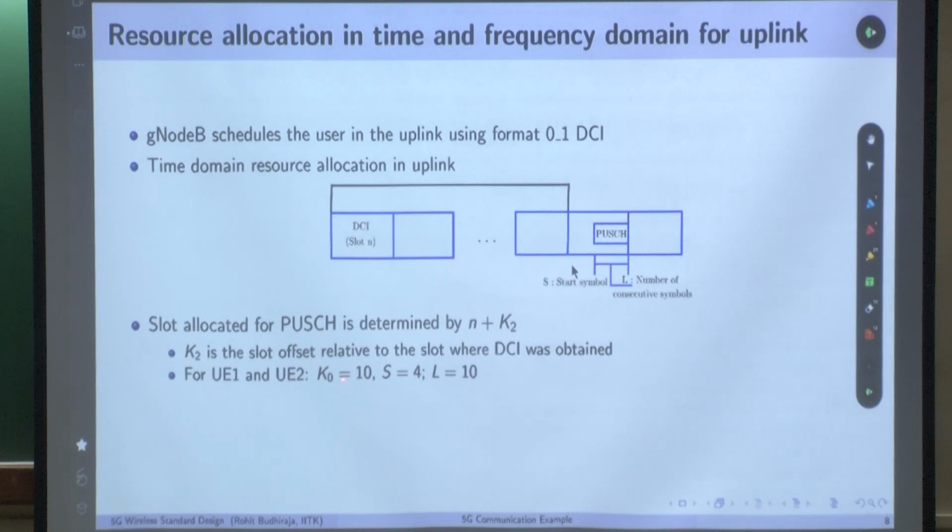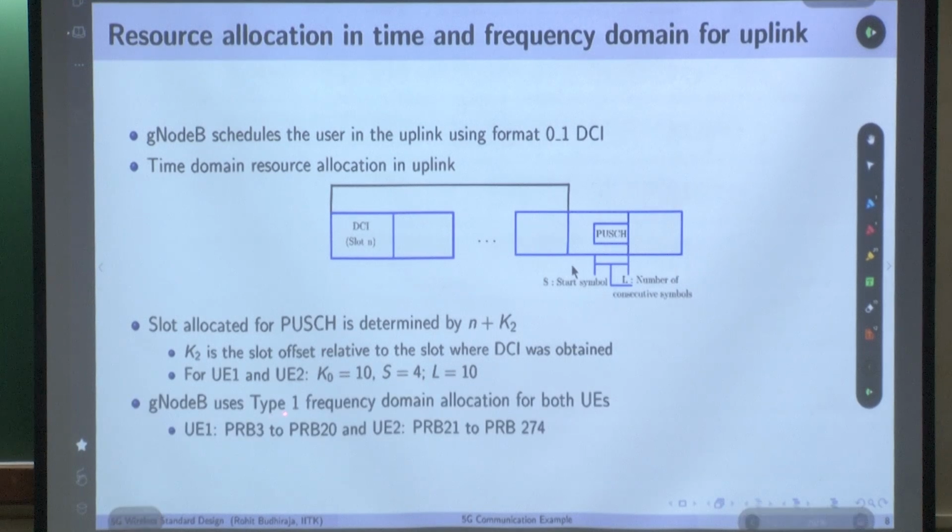So K0, for UE1 and UE2, this should be K2. K2 should be 10, so send your uplink data after 10 slots. And this is the location: start at 4 and go on for 10 symbols after. DCI 0_1 uses type 1 frequency domain allocation for both UEs.